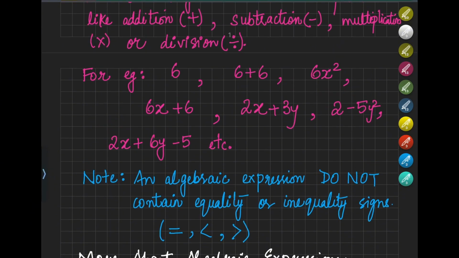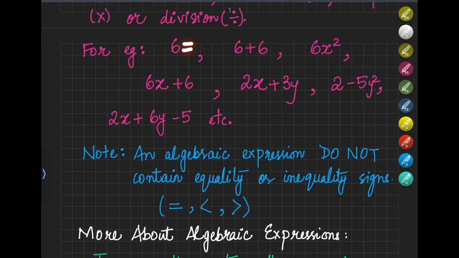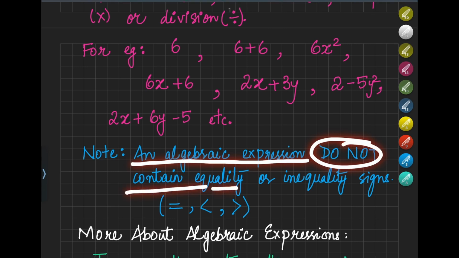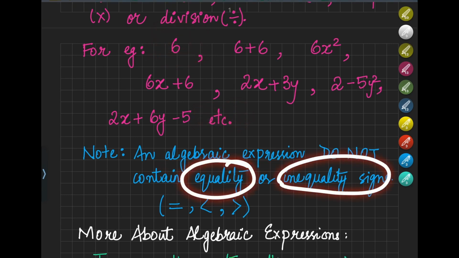In all of these expressions, we see that there is no equal sign or greater sign or less than sign. So there is no equal sign anywhere. If there is an equal sign, then the algebraic expression becomes an algebraic equation. So we should also remember that an algebraic expression does not contain any equality or inequality sign. It is not going to have an inequality sign like this or an equality sign, or this is not equal to something. So an algebraic expression is just an expression without the sign of equality or the sign of inequality.